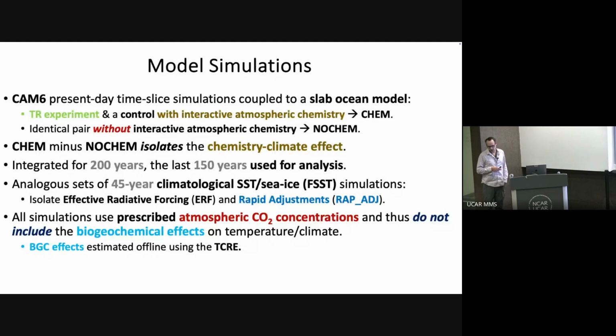These are slab ocean model experiments that I integrated for 200 years, and I'm looking at the last 150 years for the signal. In addition to these slab ocean model experiments, I performed similar experiments, but with fixed sea surface temperatures and climatological sea ice, which then allows you to quantify the effect of radiative forcings and the rapid adjustments. An important point here is that all of these simulations use prescribed atmospheric CO2 concentrations, so they do not include the biogeochemical effects of tree restoration. However, one can infer a biogeochemical estimate on surface temperature using the transient climate response to cumulative emissions, which I'll talk about at the end.